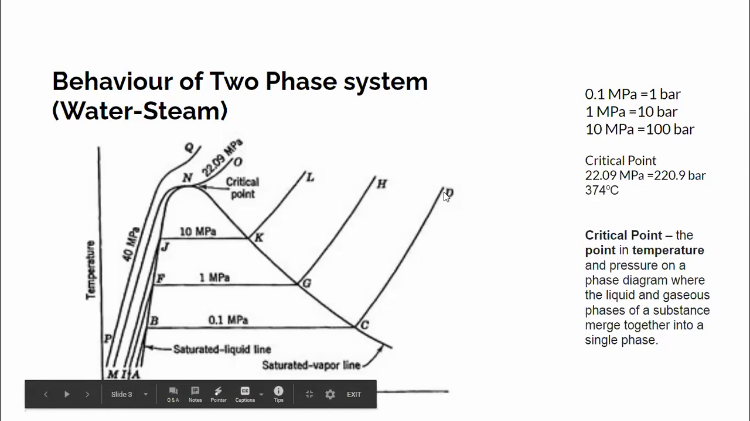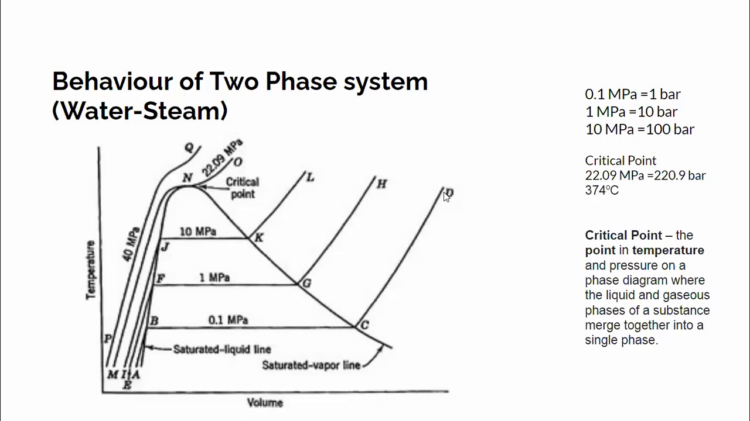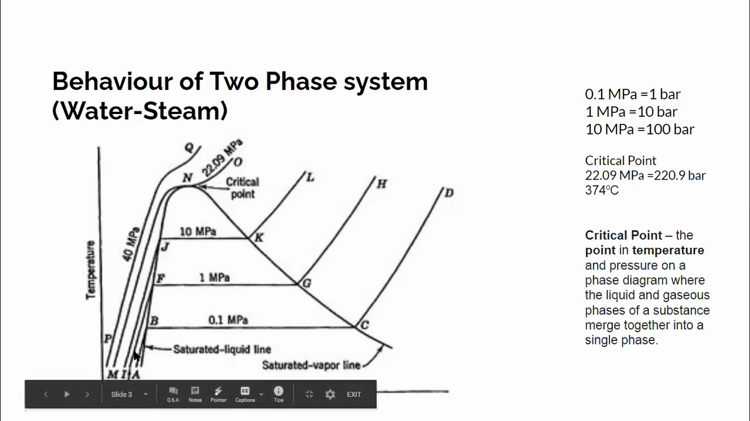D is the superheated steam, meaning that it is having a temperature greater than the saturation temperature. So A to B is compressed liquid, B to C is saturated mixture, and C to D is superheated steam, right?